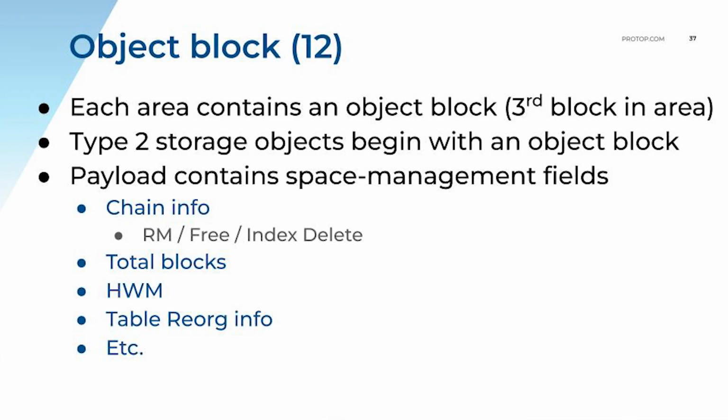Next, we're going to look at object blocks. Really, there are 2 types of object blocks. Every storage area has an object block as its second addressable block, third block in the area. That contains a bit of overall space management info about the area, but also every type 2 storage object begins with an object block that has object-specific space management info. So it's got info about the chains and their state, like the first block, the last block, the number of blocks, the total blocks in the object or area, the high watermark. In later versions, you're going to have more fields. For example, if you're looking at a 12.3 or later database, you're going to see some fields about table reorg.